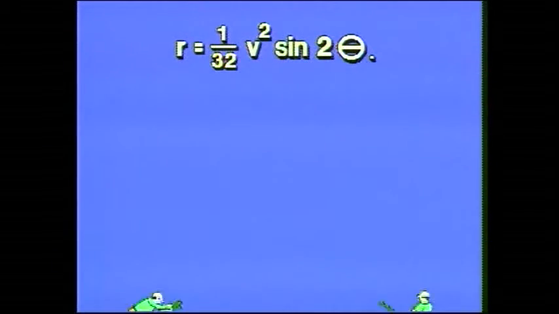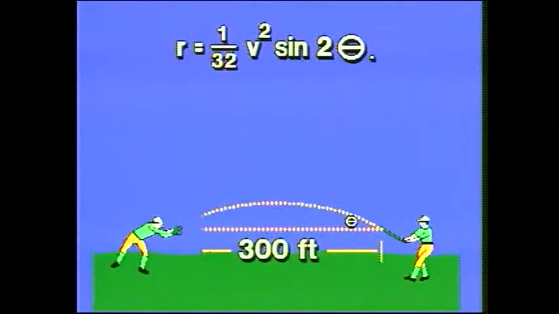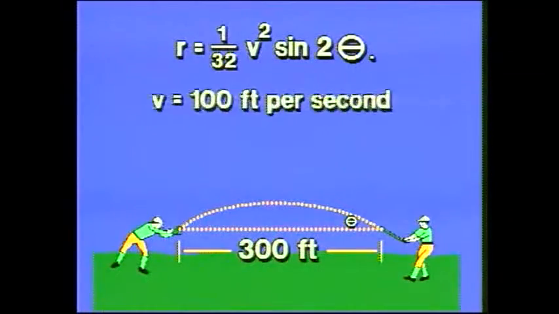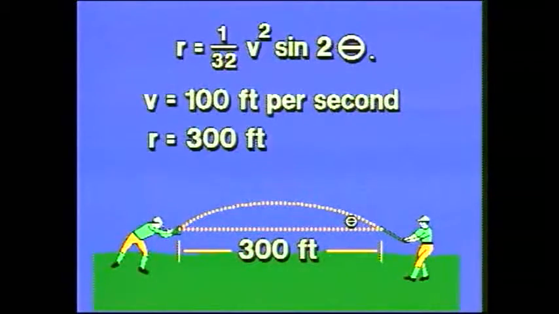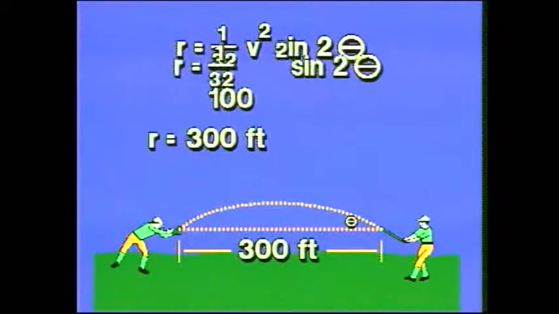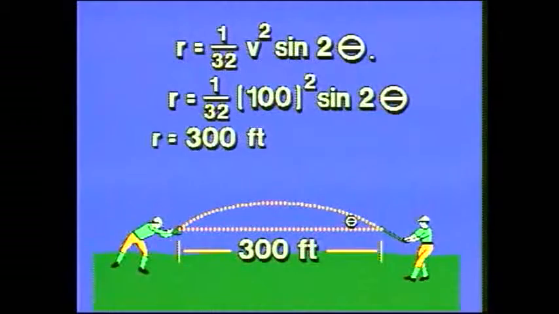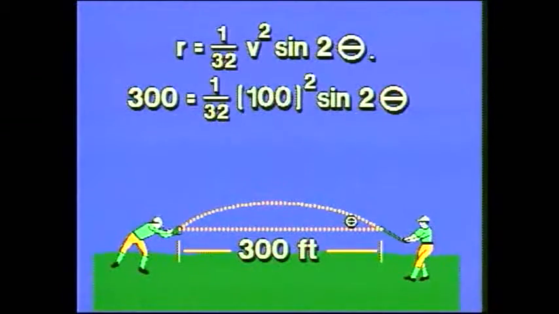Well, here's what's happening in the problem. Now notice the position of theta, the amount we're looking for here, and at 300 feet, the distance from the batter to the outfielder. All right, here's what we know for our equation. We know that the velocity is 100 feet per second and the range is 300 feet. We simply replace these amounts into our equation. Replace v with 100 and replace r with 300.